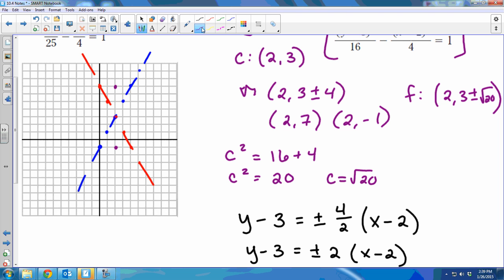And so now I need to draw in my hyperbola. The curves should hug the asymptotes but never cross them. And there it is.